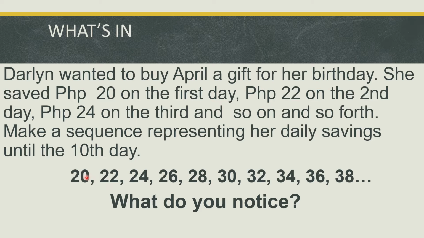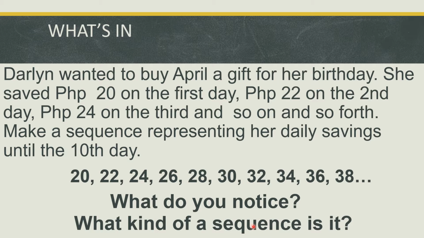If we subtract 20 from 22, that is equal to 2. Subtract 22 from 24, that is also 2. Same with 24 and 26, and so on and so forth. So, what kind of sequence is it? Yes, this is an arithmetic sequence.